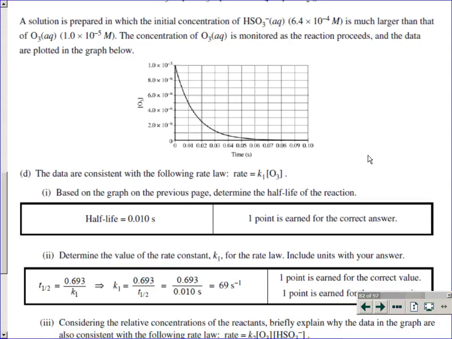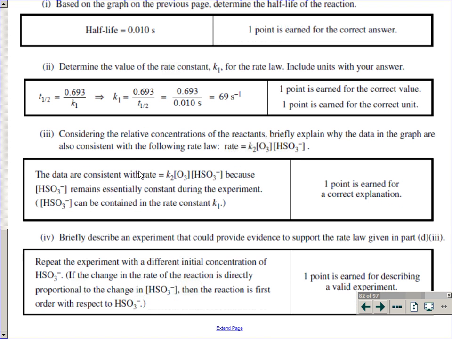So that's why they modified it, to see if you knew that, down here for part 3. Briefly explain why the data in the graph are also consistent with the following rate data here. So k1 is actually equal to what? Relating this to what they've written in part 3, k2 times the bisulfite concentration. So that's why they excluded it from the first rate law, because for the first rate law, you only had data to support ozone, so you can only make conclusions about ozone.